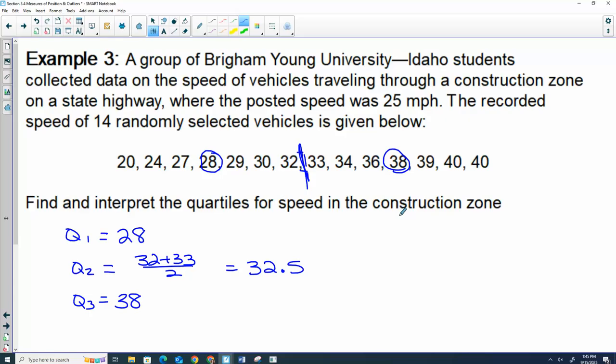So what this means, first quartile means 25% of the speeds were less than or equal to 28. 50% of the speeds were less than or equal to 32 and a half. 75% of the speeds were less than or equal to 38. Okay, does that make sense, what those are telling us?